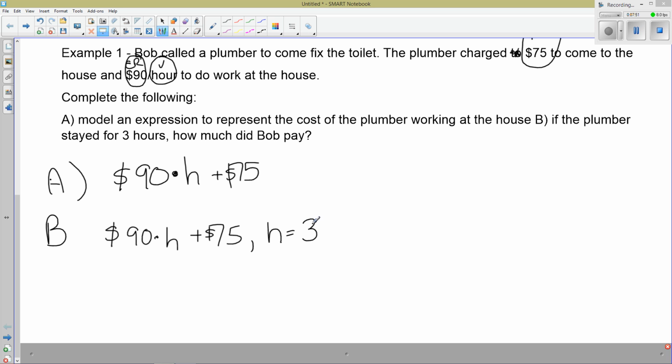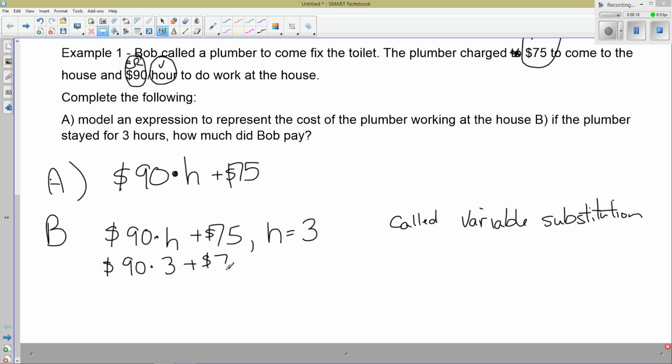So the 3, this is called variable substitution, by the way. And yeah, I have to spell it out like that. It's when we're going to replace the letter with the number now. So the H is going to disappear on our next line. We write the 90 times, put the 3 in, and we add in the 75.